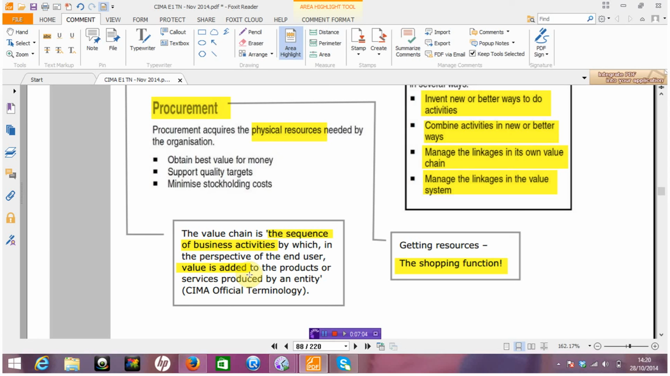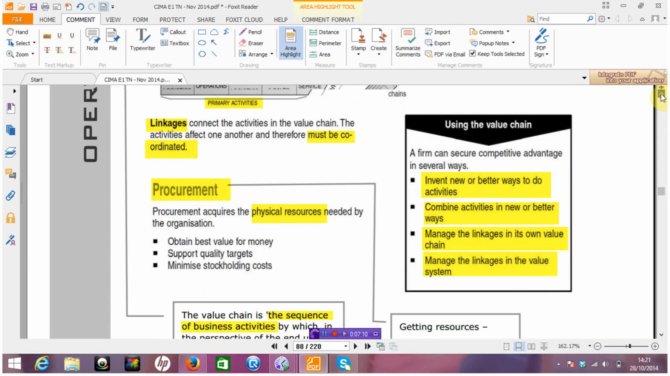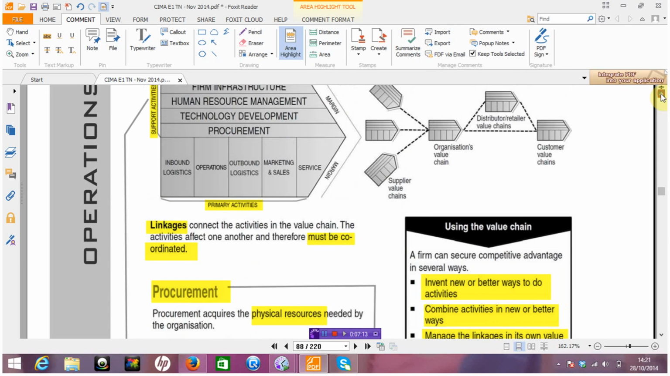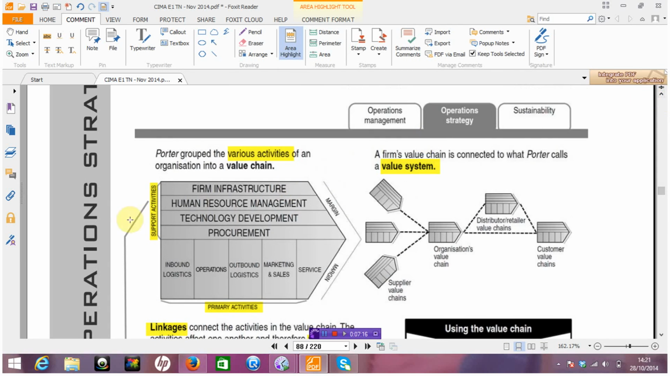Okay, so that's just a very, very short summary of the value chain and how it works. A popular little topic along the E stream, so a good idea to have a grip on not only the constituent elements of the chain, but also the terminology. Make sure that you can define, for example, what a value system is, and make sure that you know what these areas mean. For example, procurement, a shopping function, or indeed operations. That's where the main processing takes place of the product or the raw material.